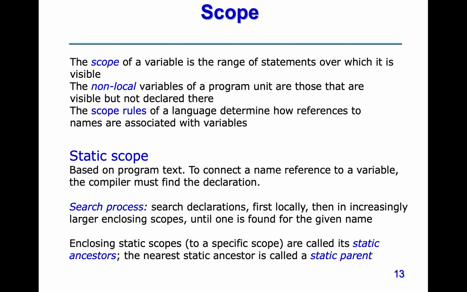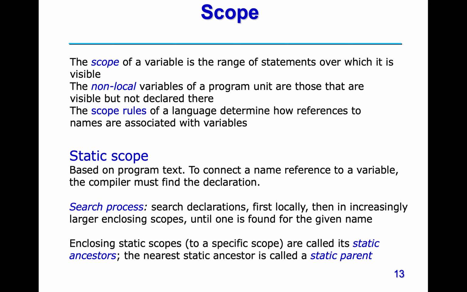C doesn't support this, because if I have i outside and I make a function, I have to redeclare i or pass i into the function in order to get it into the non-local scope. So non-local scope is not supported. Instead, you have to pass data back and forth to get the data into the scope. So the scope rules of the language determine how references to names are associated with variables. So pretty much that's a pretty good definition. So static scope is based on the program text.